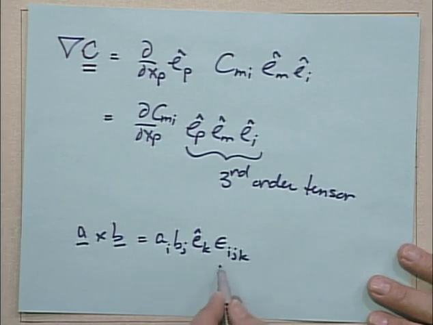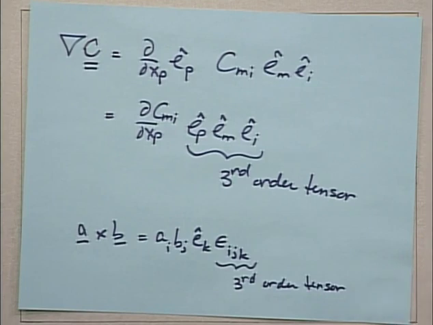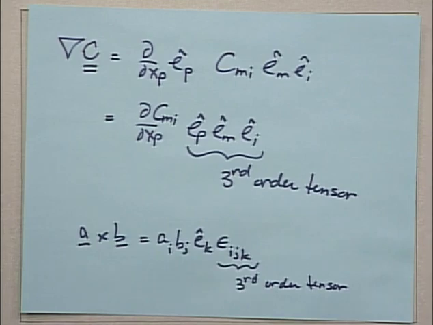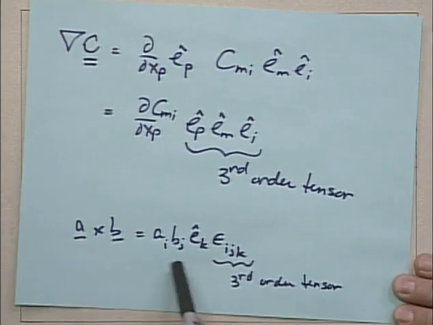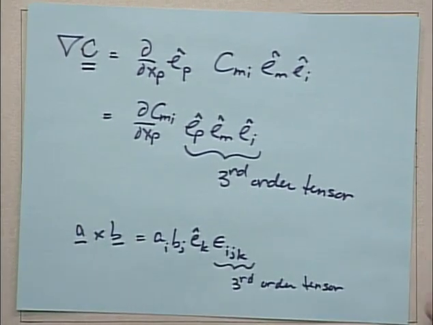This is a third order tensor also. This is the only third order tensor I can actually give you as an example. This is technically a third order tensor. We actually will not be seeing any third order tensors, thankfully. If this piqued your curiosity, you can look up the cross product in the book and you'll see the correct definition of that epsilon.